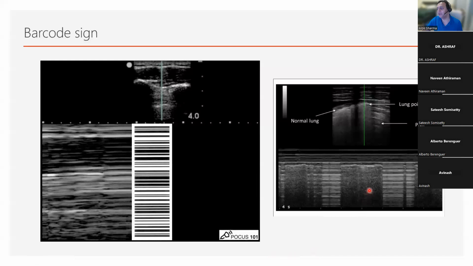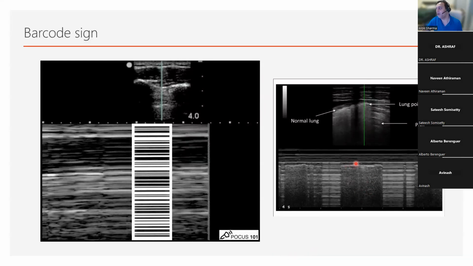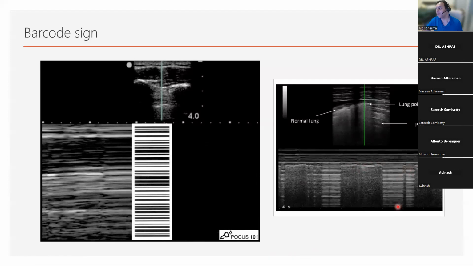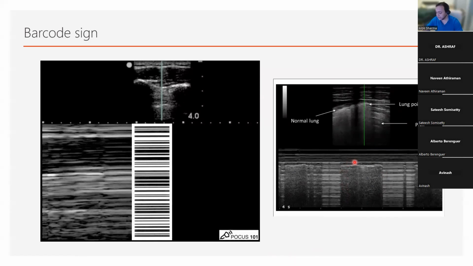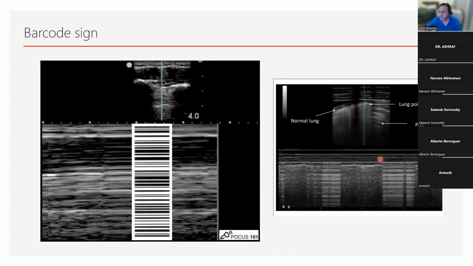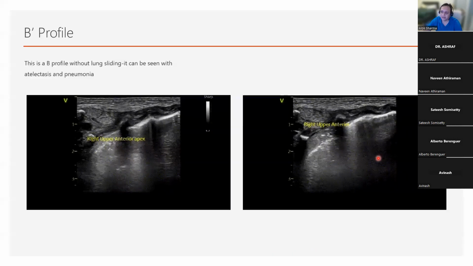We'll talk about them when we talk about pneumothorax in detail. But when you reach your lung point, if you're tracing it, you will see alternating seashore with barcode sign. So that's another way of finding your lung point. You can put M mode on and you can actually see an alternating seashore and a barcode sign once you've reached that. And we'll see a lot of cases when we do review.